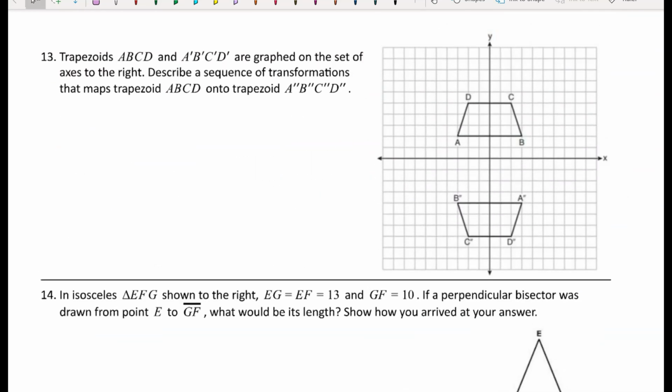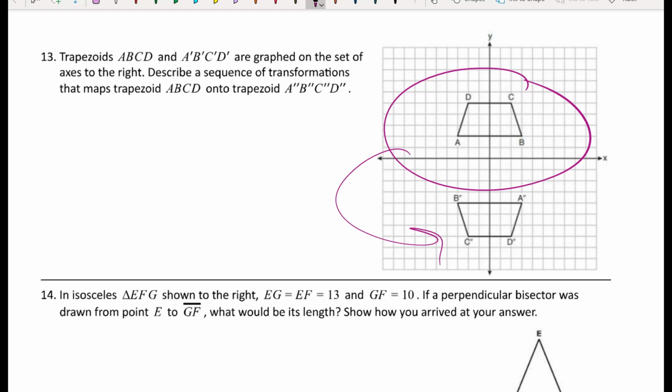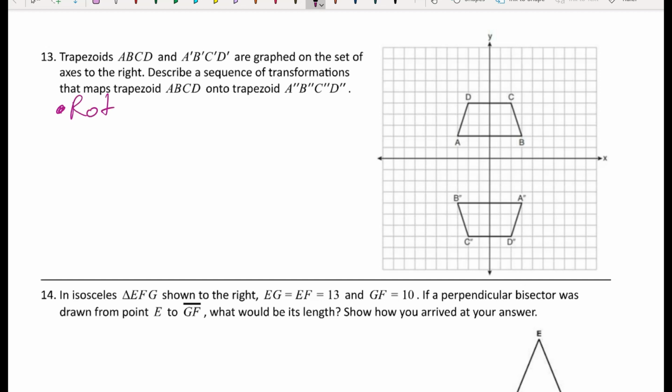Number 13. Trapezoids A, B, C, D, and A prime, B prime, C prime, D prime are graphed, and I want to describe a sequence of transformations that maps this trapezoid onto my new guy here. Well, if you remember the olden days of doing this, we've actually seen this problem before. And it looks like I need to spin it around to get A over there. A reflection wouldn't help me, because it would send A to B double prime over there. So you could actually reflect, but you'd have to do 2 reflections here.